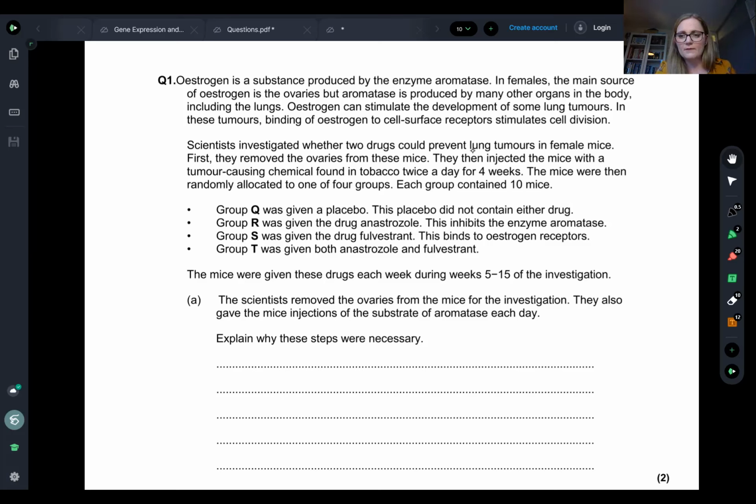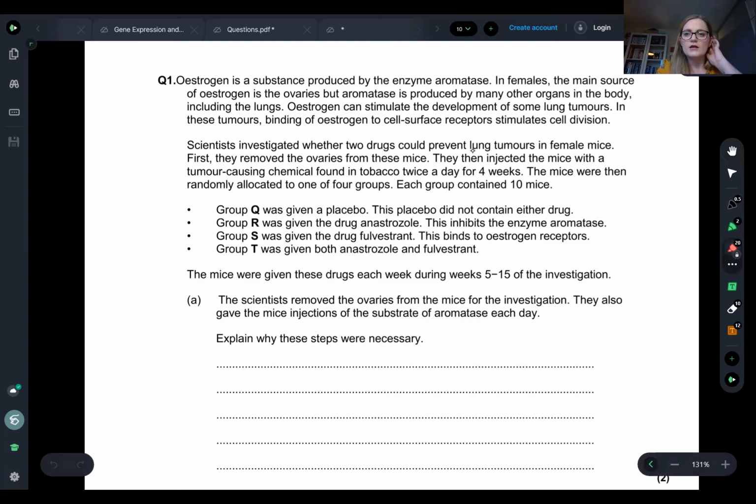So if I find my pen, here we go. Estrogen is a substance produced by the enzyme aromatase. So straight away, I would highlight the hormone estrogen. We know it's going to play a key part in this question, so highlight that. Okay, so we're talking about estrogen. Substance, it's produced by the enzyme aromatase, so I'd probably highlight that as well.